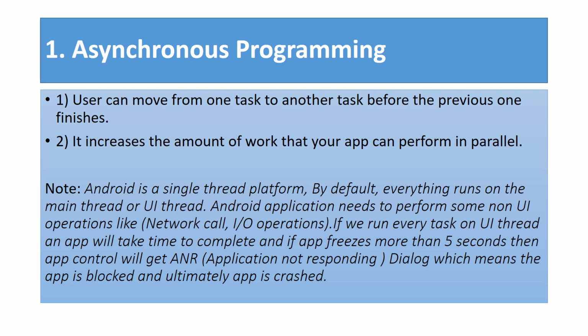If we run every task on the UI thread, the app will take time to complete, and if the app freezes for more than 5 seconds, then the user will get an ANR dialog, that is, Application Not Responding, which means the app is blocked and ultimately the app crashes.